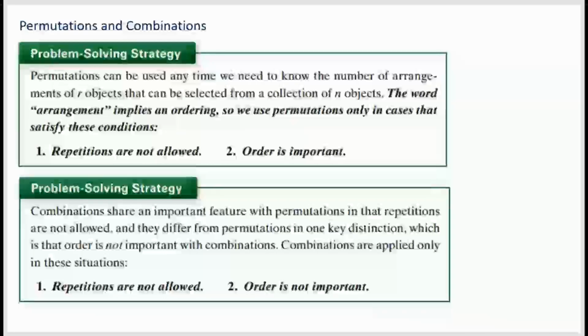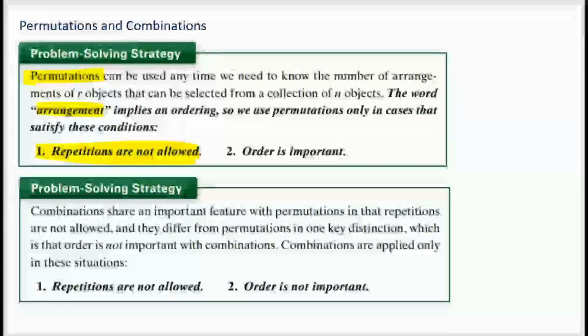And here's a page you might think comes in handy. A problem-solving strategy for each of these. Notice it says for permutations. So permutations can be used anytime we need to know the number of arrangements of r objects that can be selected from a collection of n objects. The word arrangements implies an ordering. So if you ever see the word arrangement, I want you to think permutation. Two things are important about every permutation. Repetitions are not allowed, so no reuse. And order is important, so think about president, vice president, secretary.